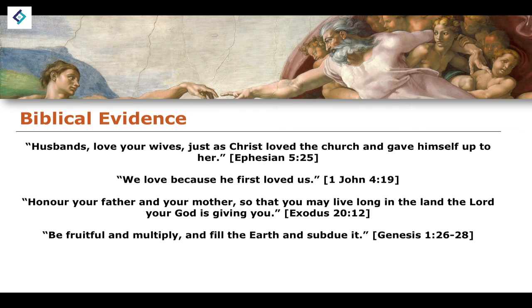In Exodus, we say, honor thy father and thy mother so that you may live long in the land the Lord your God is giving you. So again, this is quite a famous passage from Exodus, an early Old Testament passage. And then finally, one of the earliest of the passages, the oldest of the passages, is that of Genesis 1:26 to 28, saying that one must be fruitful and multiply and fill the earth and subdue it. Again, focusing on this idea of familial relationships and one loving each other within a kind of family and within a relationship context.